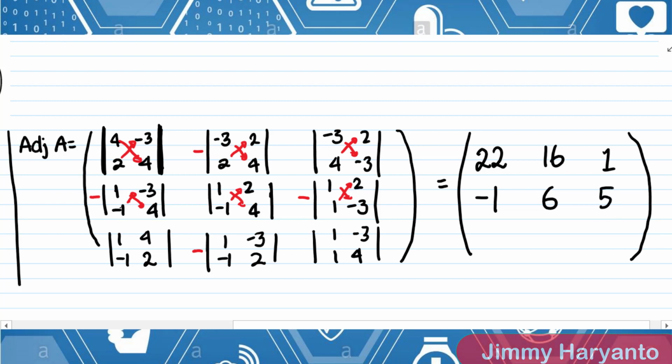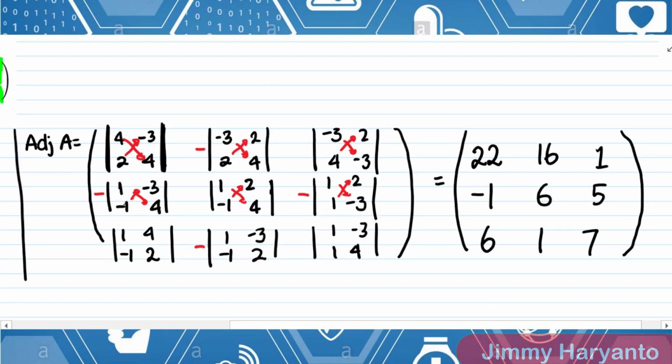Negative 3, negative 2, negative 5, 5, okay. And then for this one is 2 minus 4 equals to 6. And this one is 2 minus 3, negative 1 and 1. This one is 4 and 7. Yeah. There you go. This is the adjoint of A.